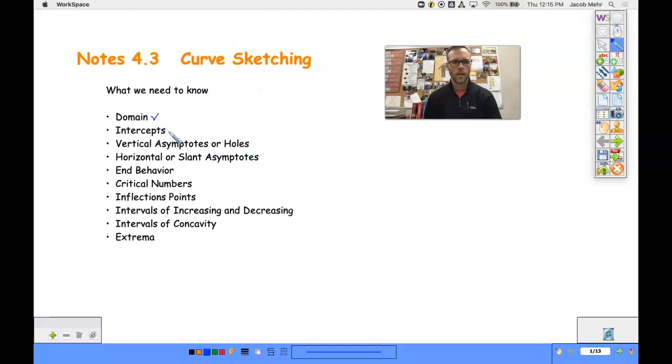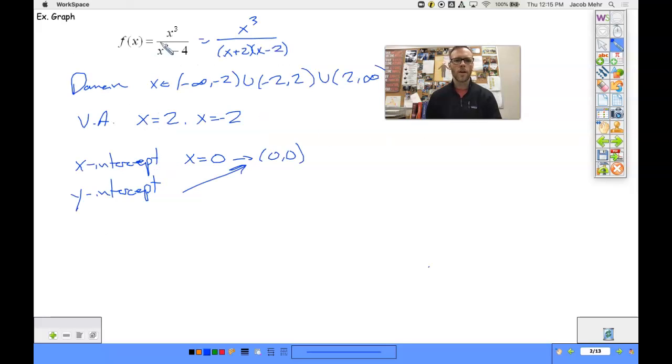So domain, intercepts, vertical asymptotes. This is a rational function. If this were a polynomial, we wouldn't talk about horizontal or slant asymptotes, but this is a rational function, so we need to talk about them. When I look at the degree of the numerator and the degree of the denominator, the numerator is bigger, so there's no horizontal asymptote. But we should notice the degree of the numerator is exactly 1 more than the degree of the denominator. And when that happens, we should recall that gives us a slant asymptote.